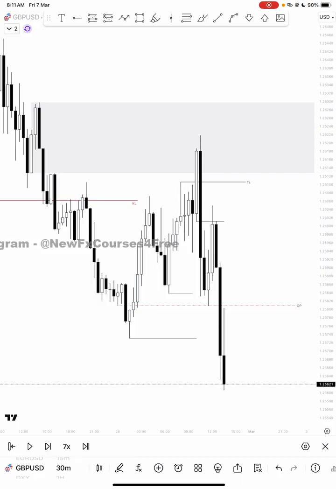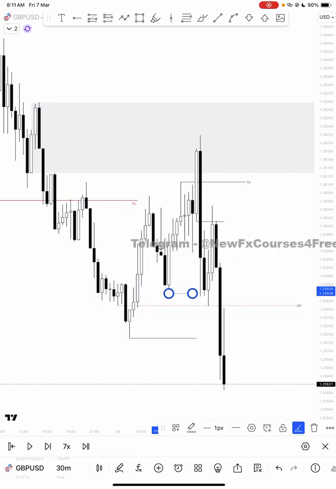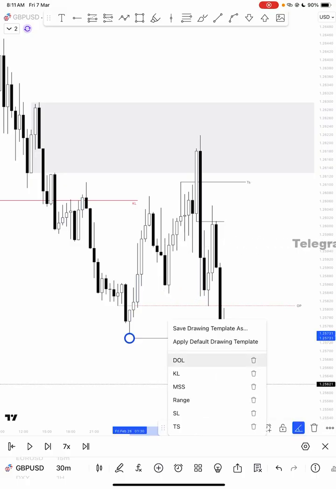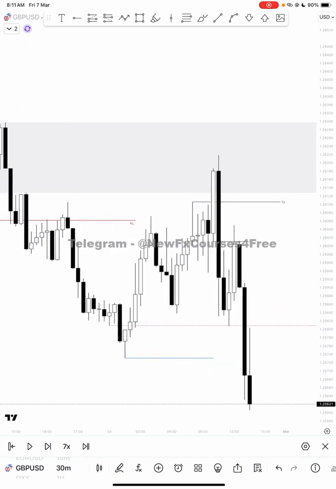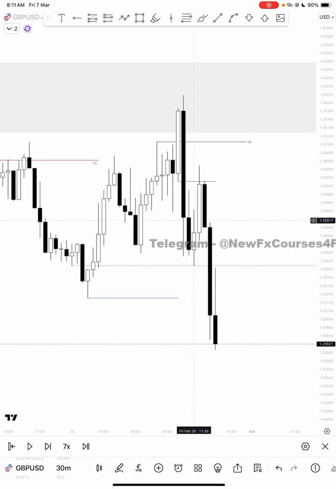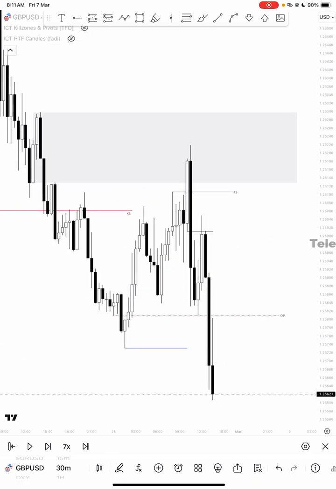That's your draw on liquidity. Remember, I told you session highs and lows can also be used as draw on liquidity. So this was London session's low, and this will be my draw on liquidity during this whole bearish momentum. So let me outline this again.